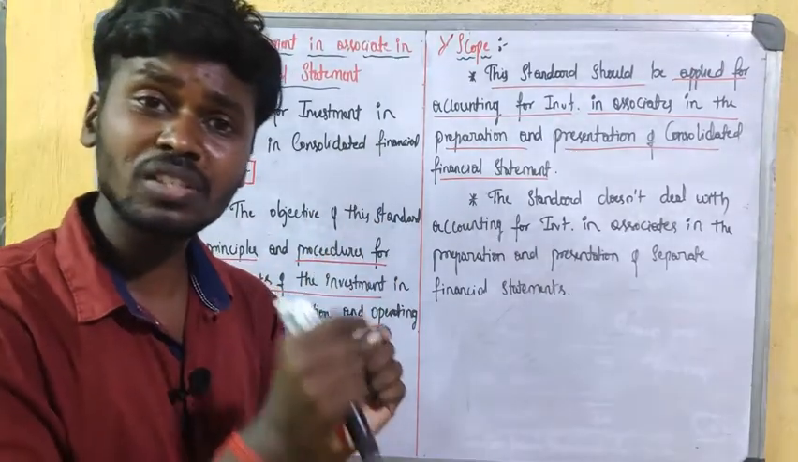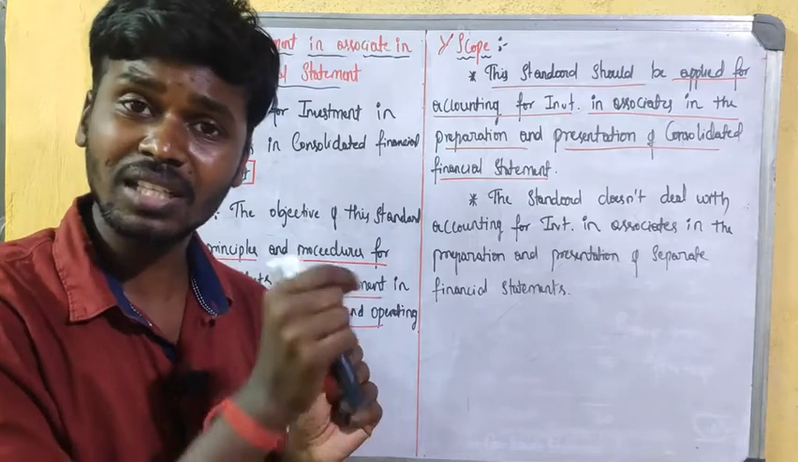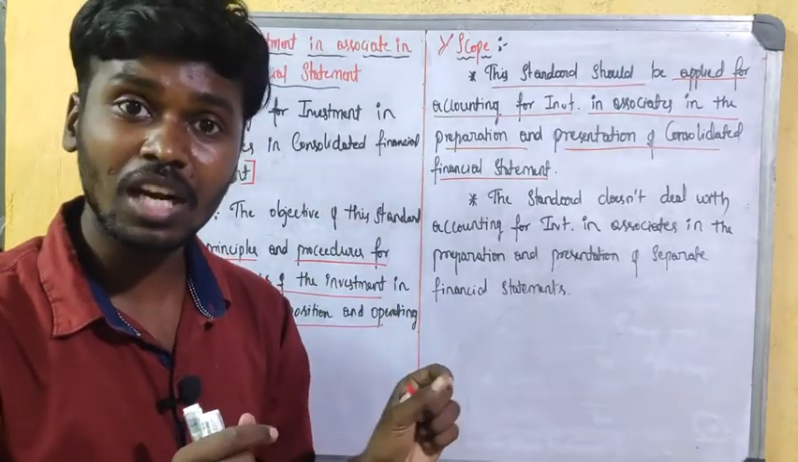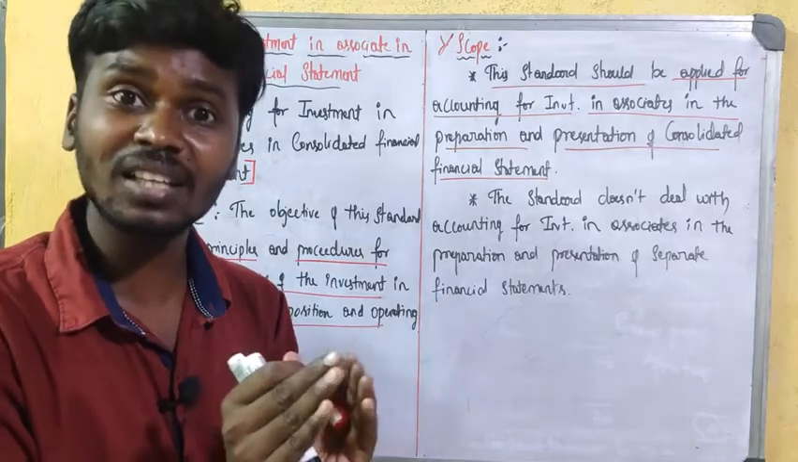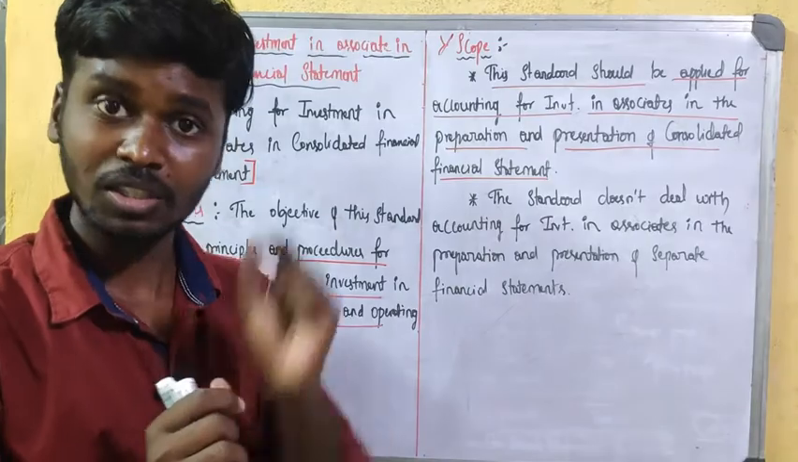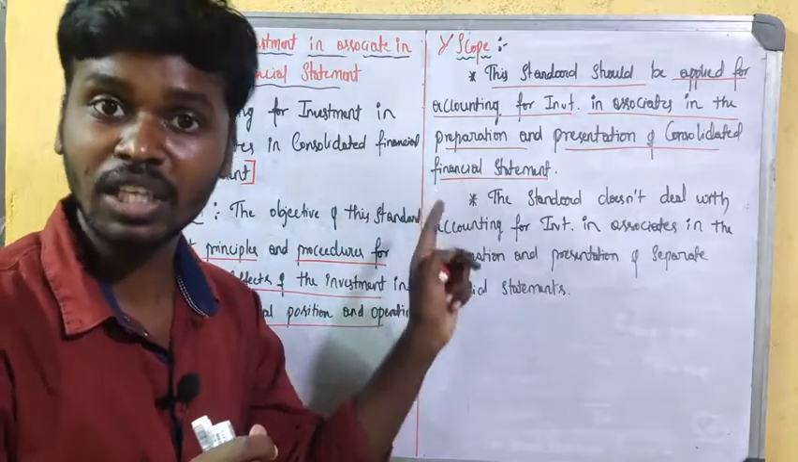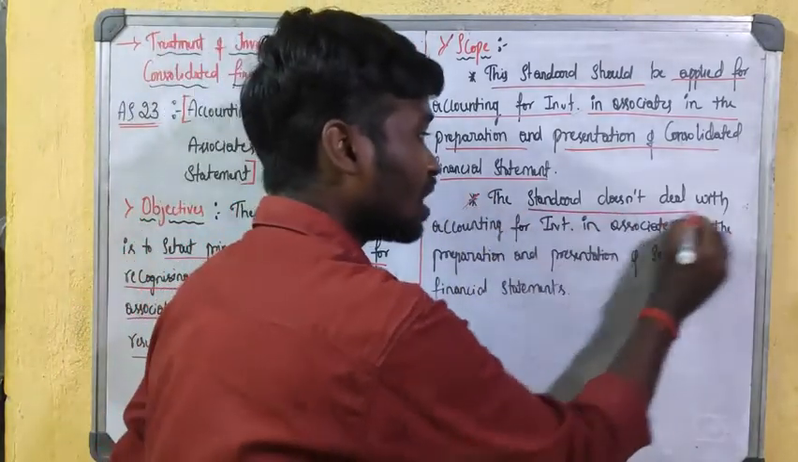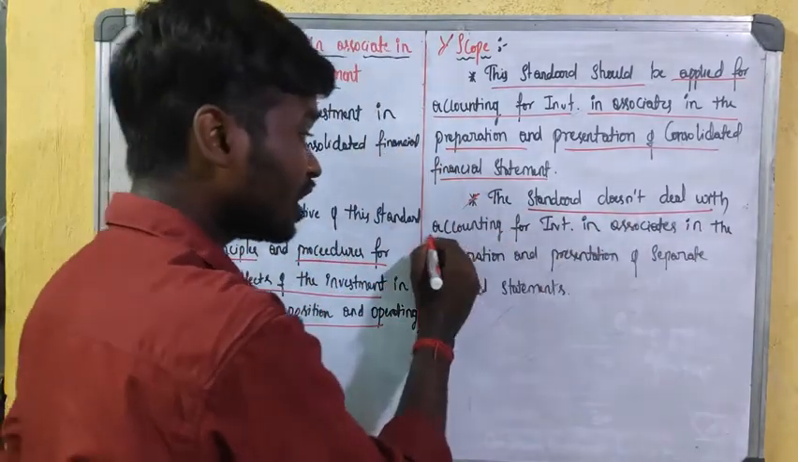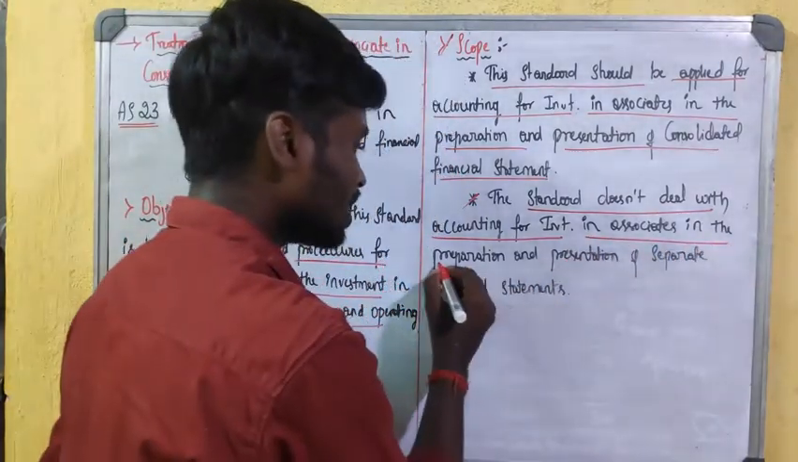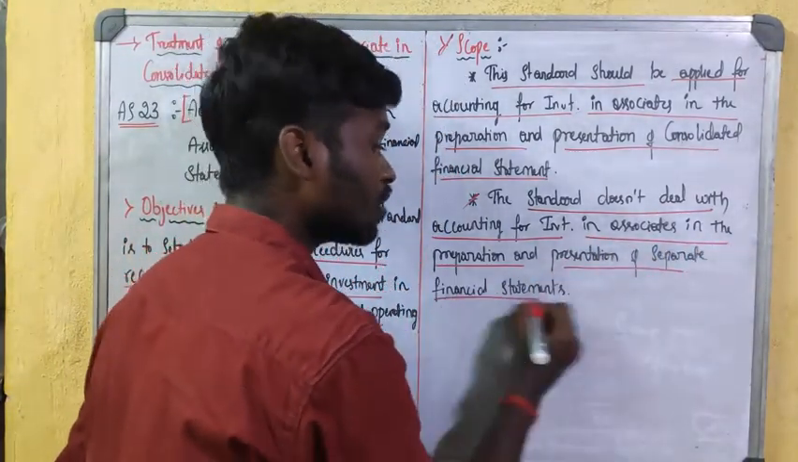Preparation and presentation of the financial statement in the sense the company will prepare and present the financial statement by group, by adding all incomes and expenses or assets and liabilities. Then only this accounting standard 23 is applicable. Okay, so this standard is not applicable and does not deal with the accounting for the investment in associate in the preparation and presentation of the separate financial statement.